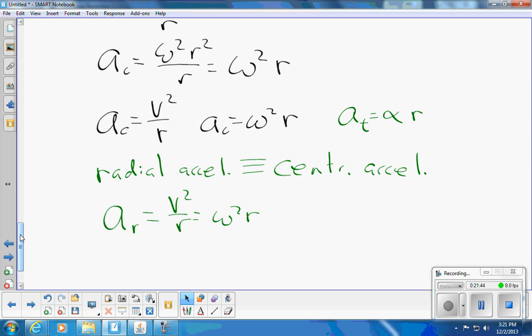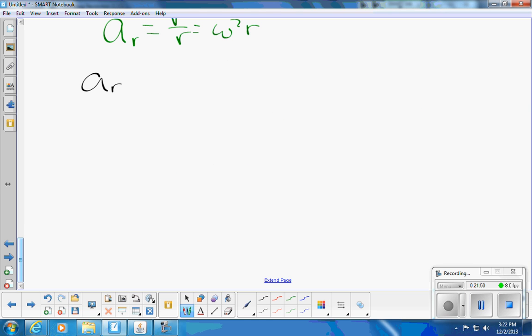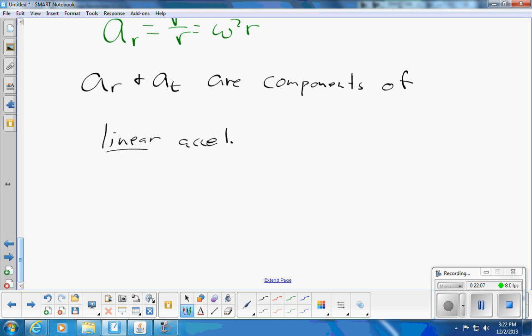Finally, we have to recognize that radial and tangential acceleration are components of linear acceleration. In other words, radial acceleration is measured in meters per second squared, and it's directed toward the center. Tangential is measured in meters per second squared, and it's directed tangentially. These are simply perpendicular components of your linear acceleration, which means that, I'll just draw a new rigid rotating object.